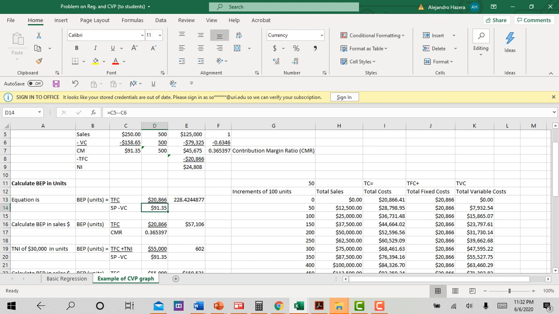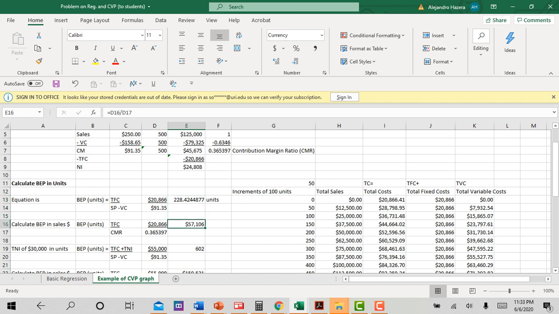And then, as from chapter 3, module 3, we know that your contribution margin per unit is $91.35. Okay, so your break-even point in units is, and I'll put in the word here, units. This is 228 units. Those are the 228 units. So what this is saying is that you are way beyond the break-even point because you're making and selling 500 units. To break even, you only need to make 228 units.